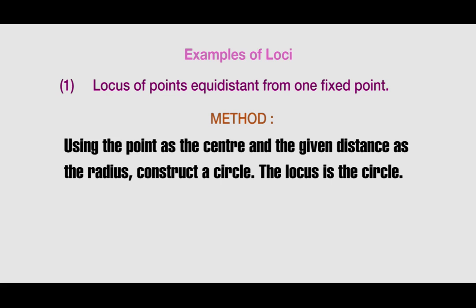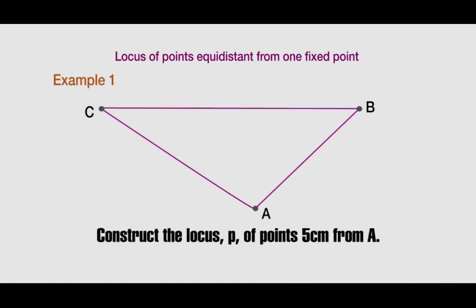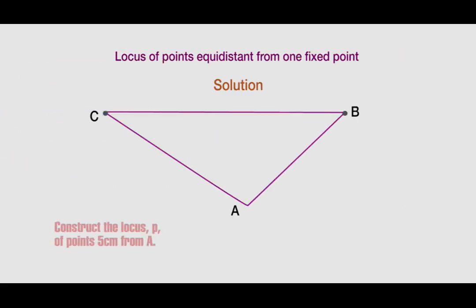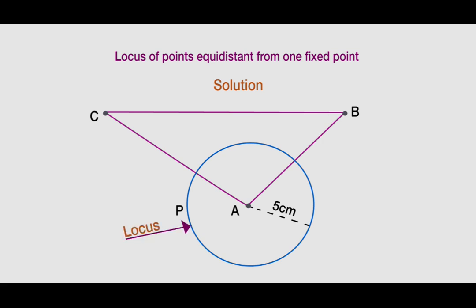Let's take an example. Consider the triangle shown. Construct the locus P of points 5 centimeters from A. Let's look at the solution. Open your compass and measure a length of 5 centimeters. And using the point A as a center, construct a circle like this. Good. The constructed circle is the locus.